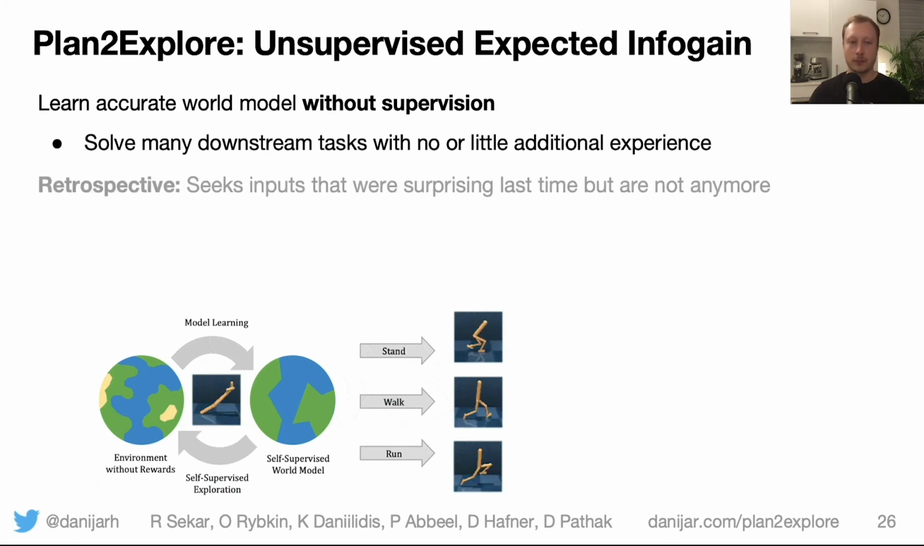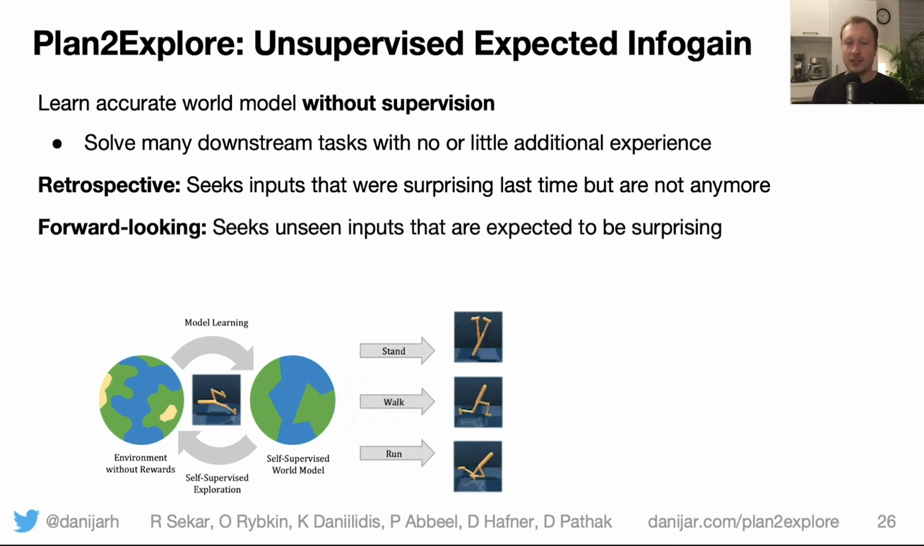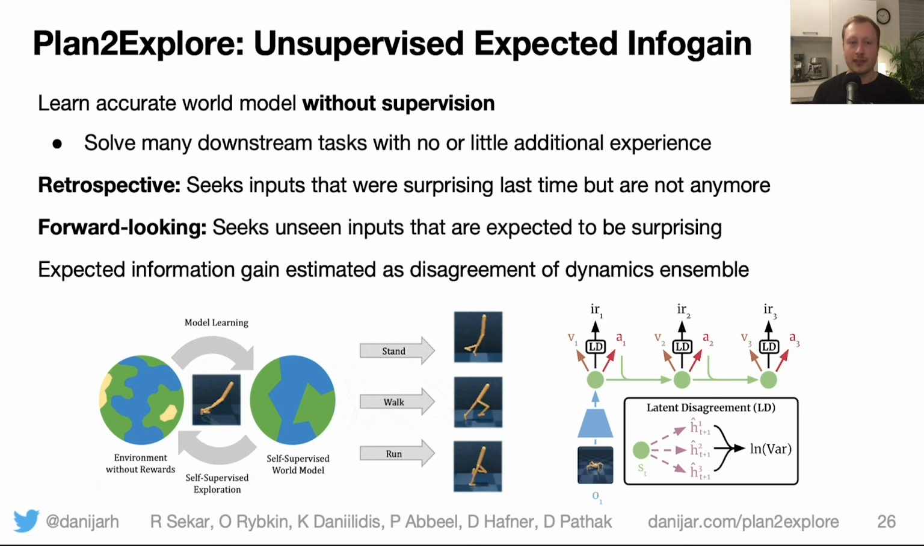Previous exploration methods usually work retrospectively. They seek out inputs that used to be surprising last time, but since the agent already saw them, they are not really novel anymore. Using an uncertainty-aware world model lets us perform forward-looking exploration instead, where we seek out unseen inputs that are expected to be surprising by computing the mutual information or expected information gain for different latent states. This expected information gain in practice is estimated as the ensemble disagreement of a transition model.